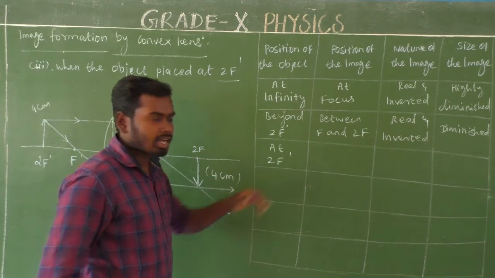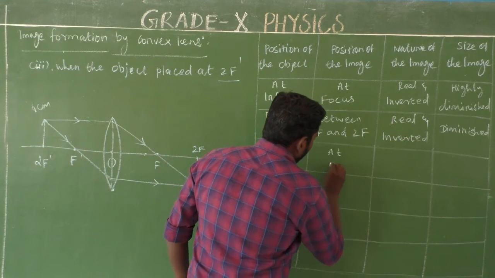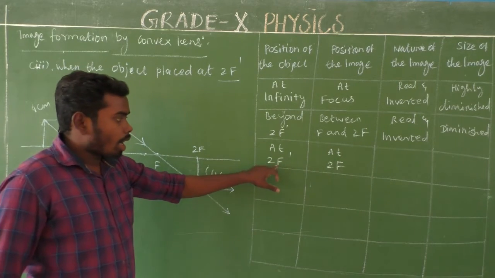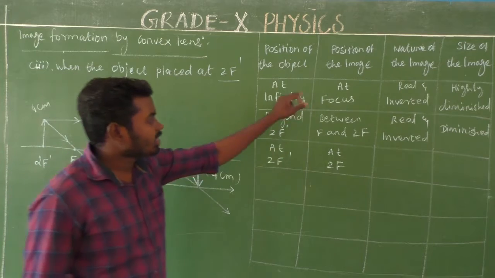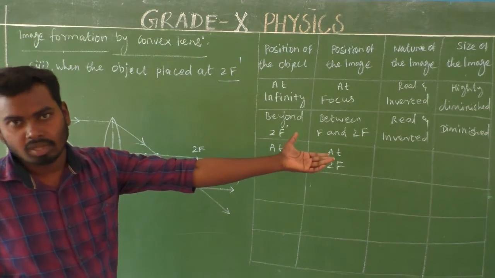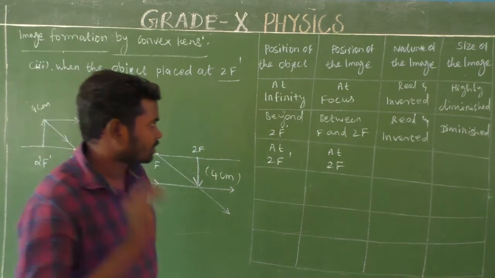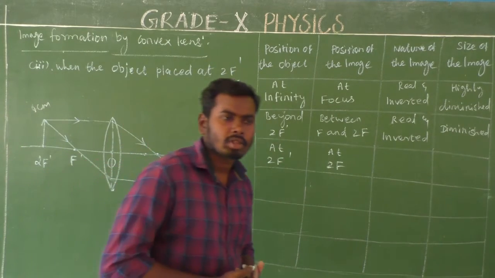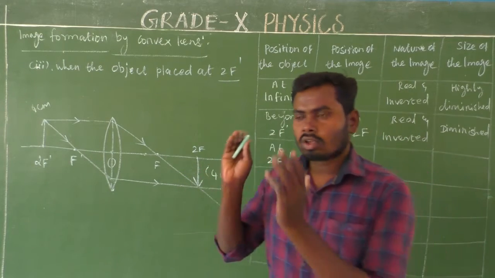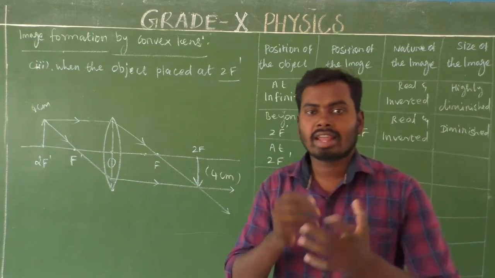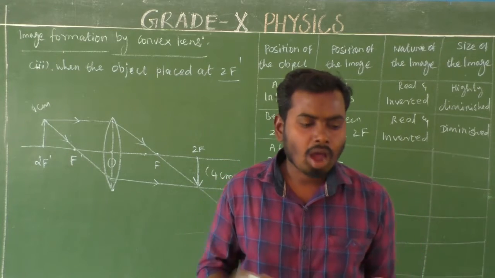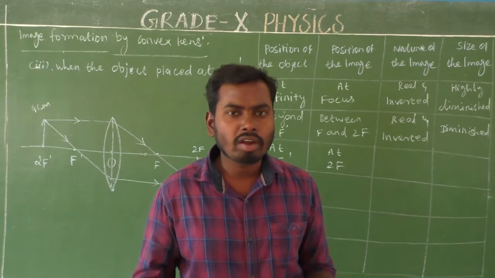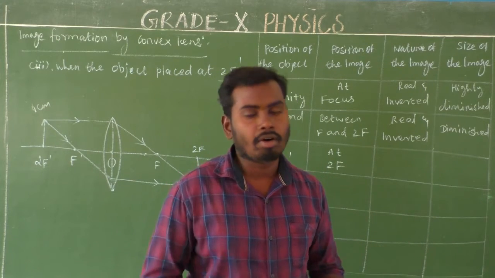So image position, what is that? At 2F. Look at here. Object is placed at 2F dash, but the image is formed at 2F on the other side of the convex lens. Is it clear? Yes. Next, nature of the image. What is the nature of the image? First of all, what is nature? Nature means nothing but whether the image is a real image or a virtual image. Then how can we say whether the image is real or virtual? Already we know clearly.